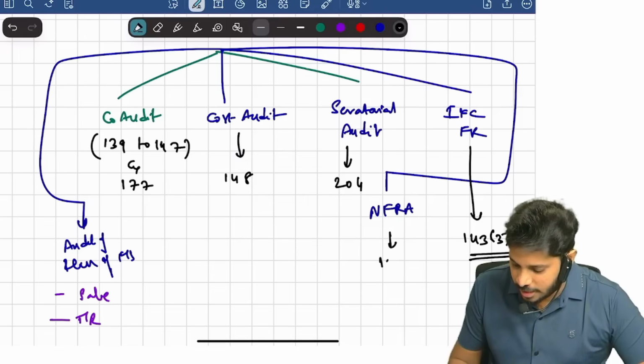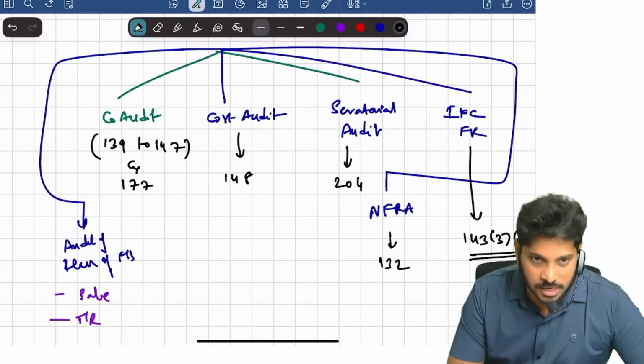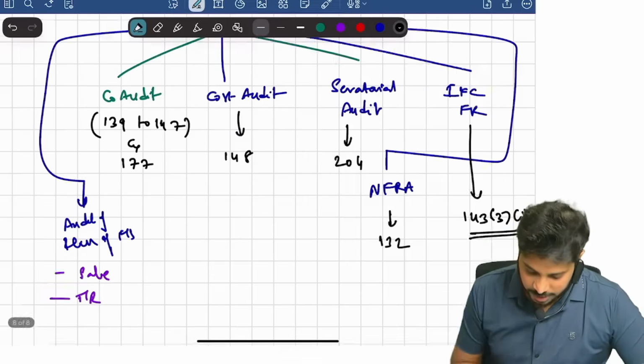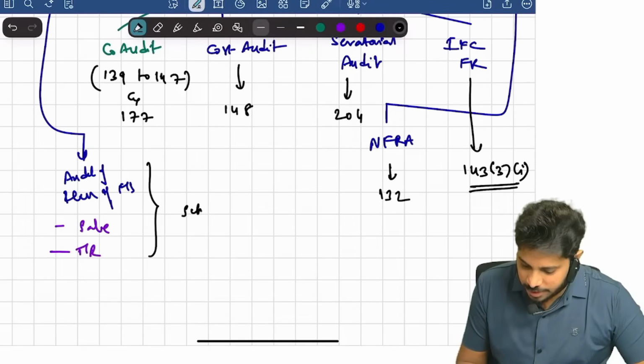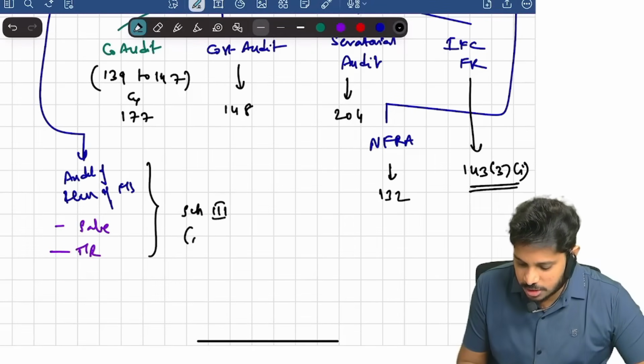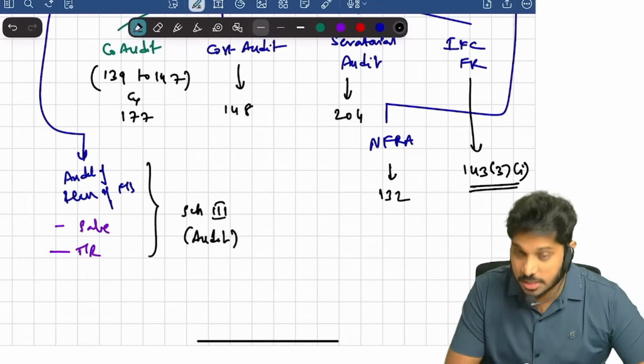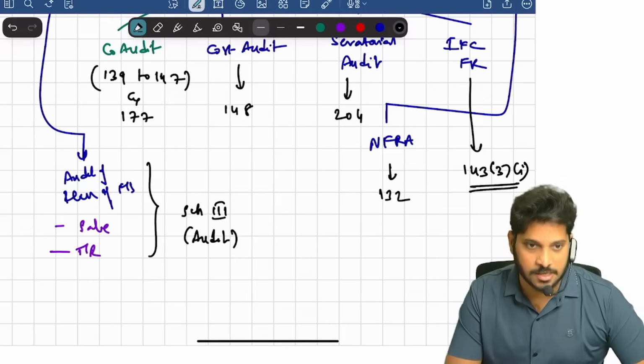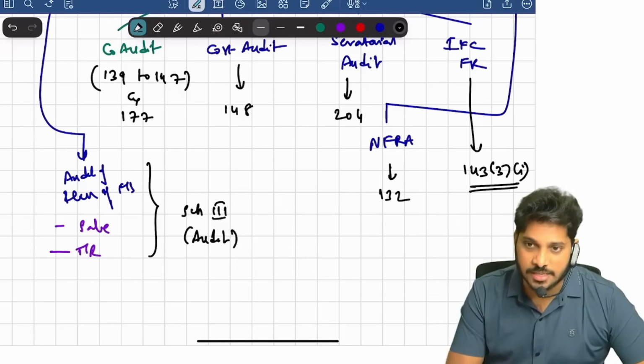Then NFRA, we have a section called 132 under the Companies Act. So that deals with NFRA. Whereas audit of items of financial statements, we are going to discuss Schedule 3 audit indirectly. So, how to audit various items of financial statements.